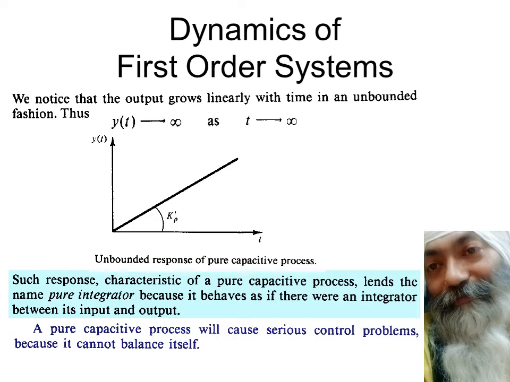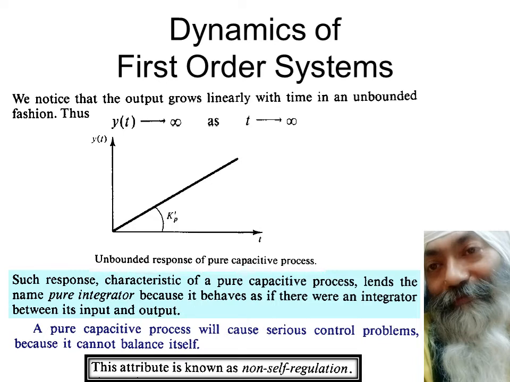Wherever you have a pure capacitive process, we have to be very cautious to put some external agency, some external mechanism to contain it. Otherwise, it will go on and on and on and break all the boundaries. This is not what we want.